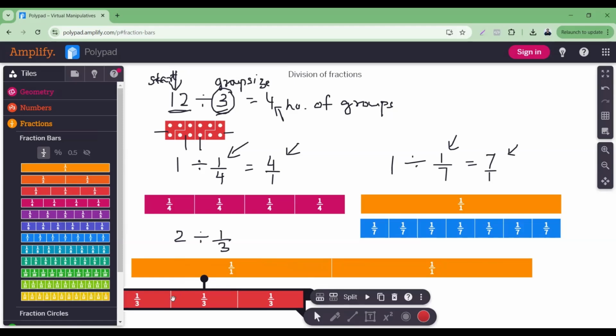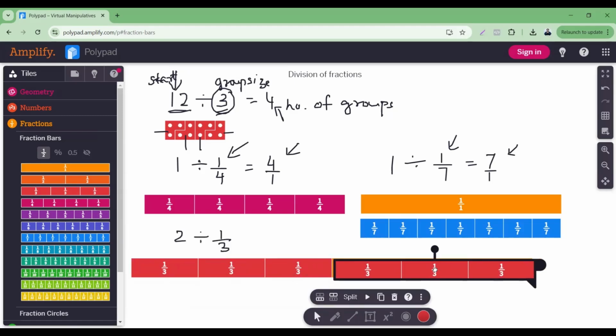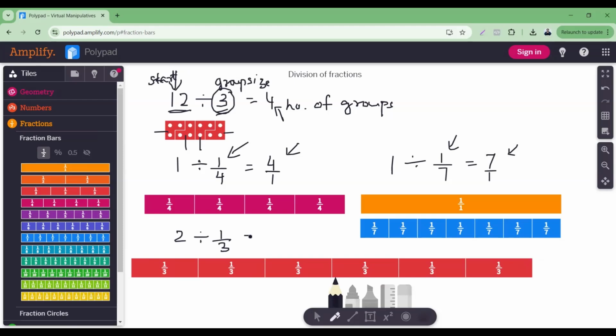1/3, 1/3, 1/3. 3 1/3s I used. Then 3 1/3s again. That means totally I have used 6 1/3s now. So the answer I got is 6. Oh, now the reciprocal is not coming. The reciprocal of 1/3 would have been 3/1. But 3/1 is not coming.